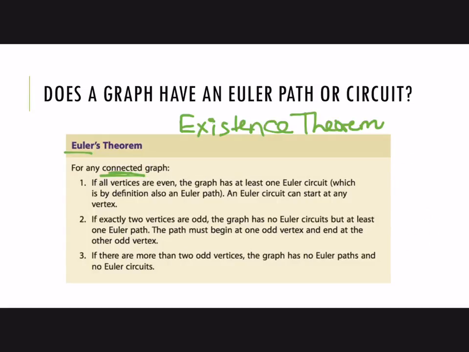Now if all vertices are even, we do have at least one Euler circuit, and we can start anywhere to be able to find that circuit. If exactly two vertices are odd, think about why we couldn't have an Euler circuit if we had exactly two odd vertices. So let's try to draw one.